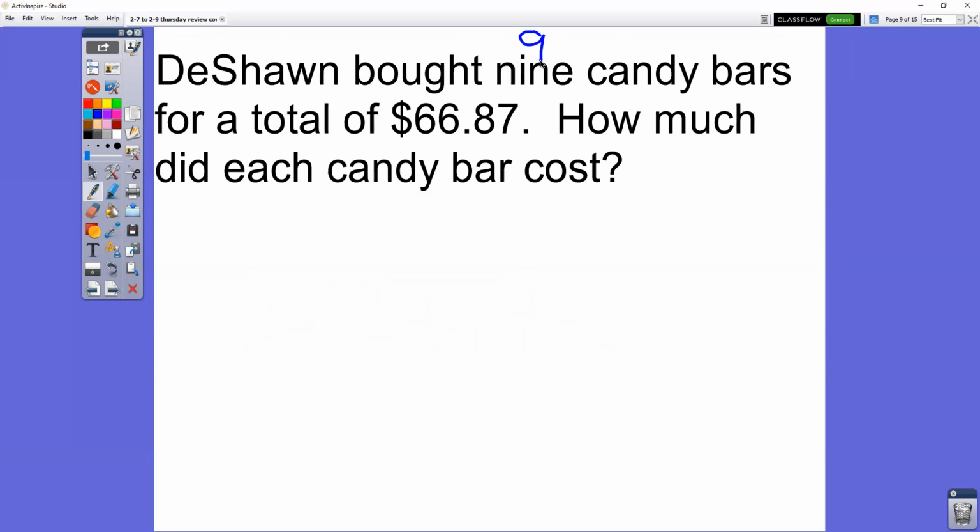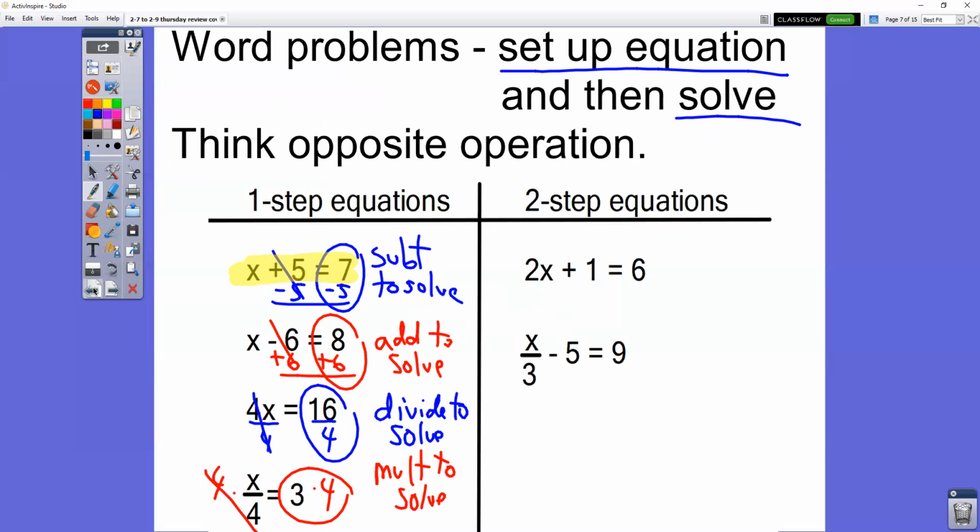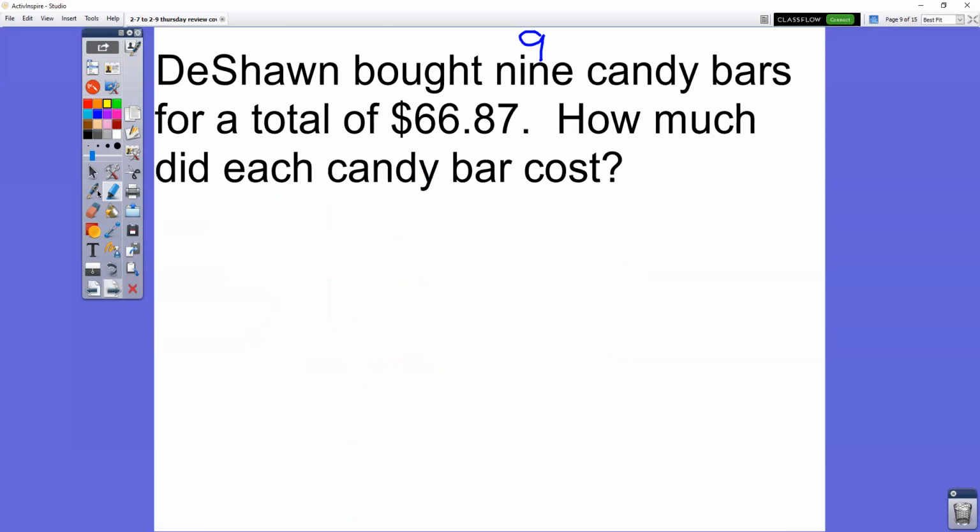So normally what you would do to solve this one, you want to find the cost of 1 candy bar. So you would divide 66.87 divided by 9. Well, if we want to divide to solve, we need to set up a 1-step multiplying equation just like this: 4x equals 16. So when we go to set up this one, we would have 9 candy bars times the cost of 1 candy bar equals 66.87.